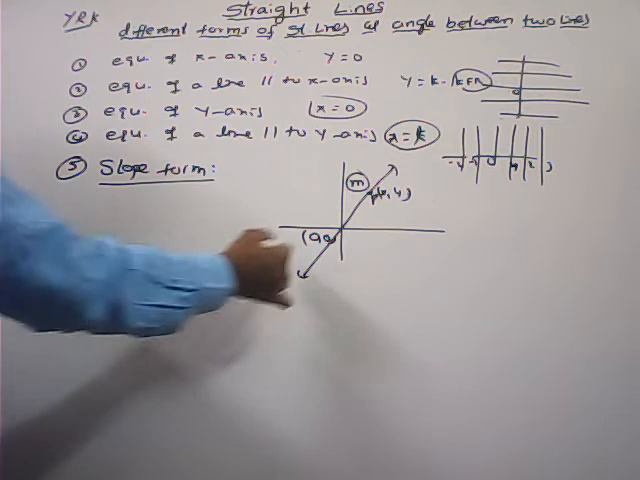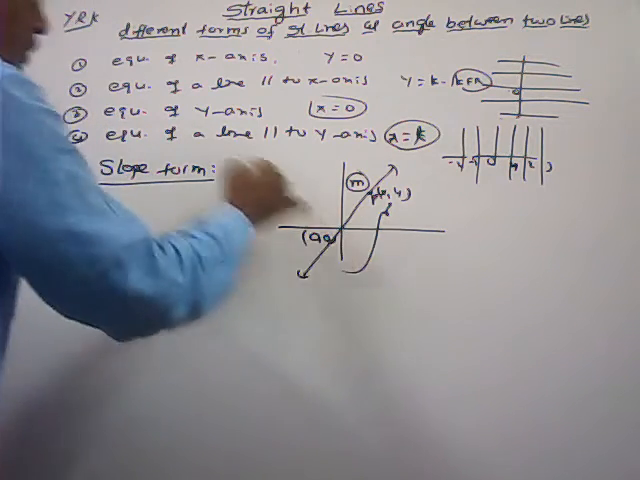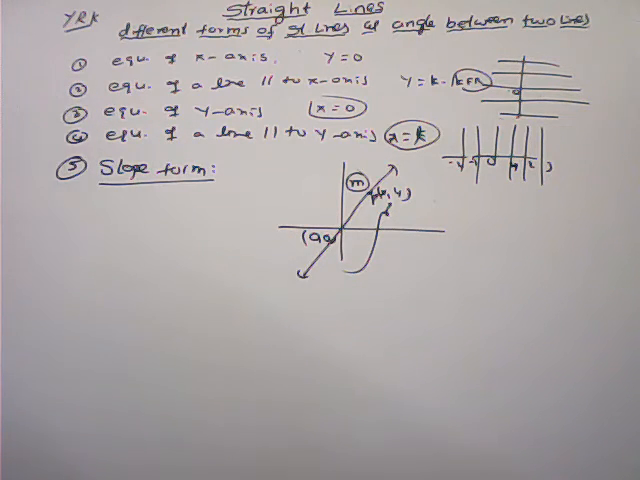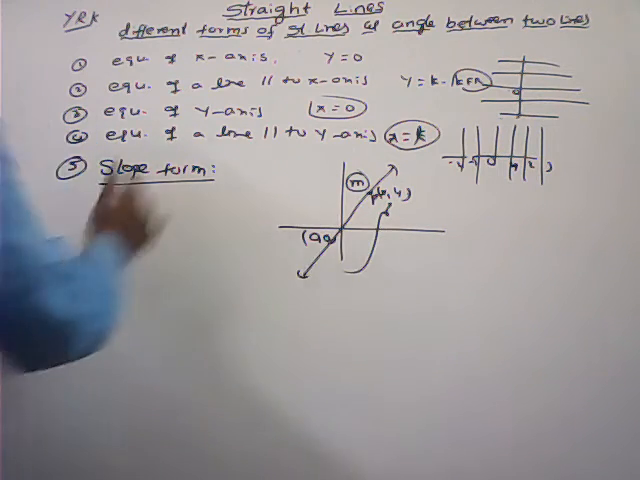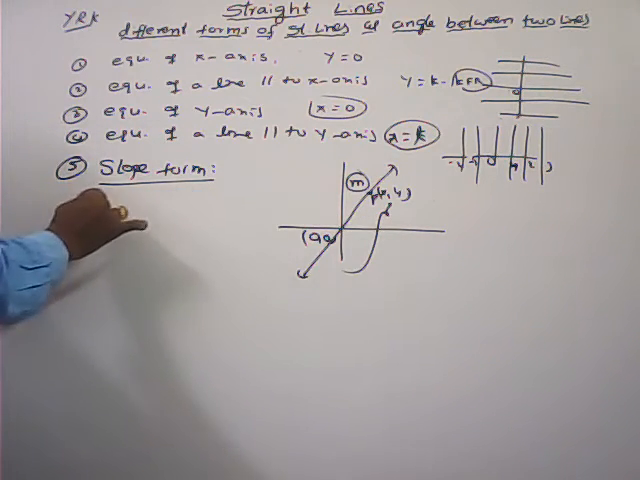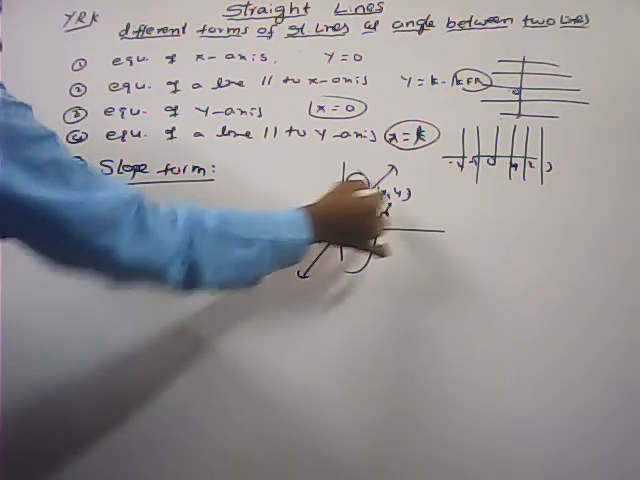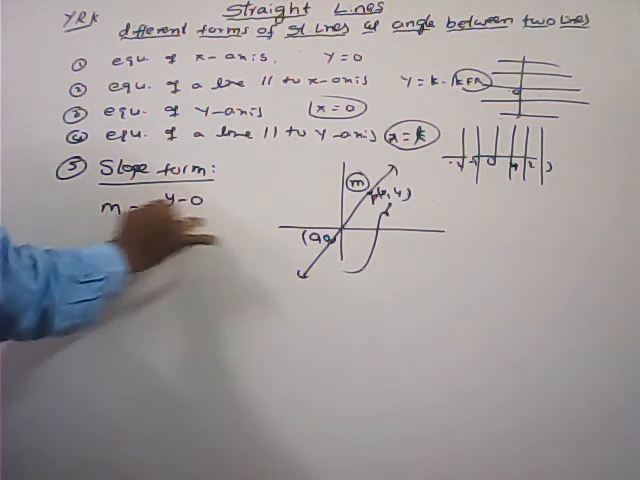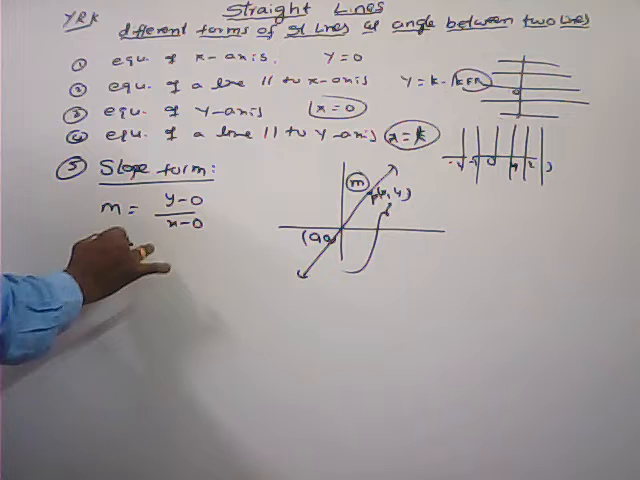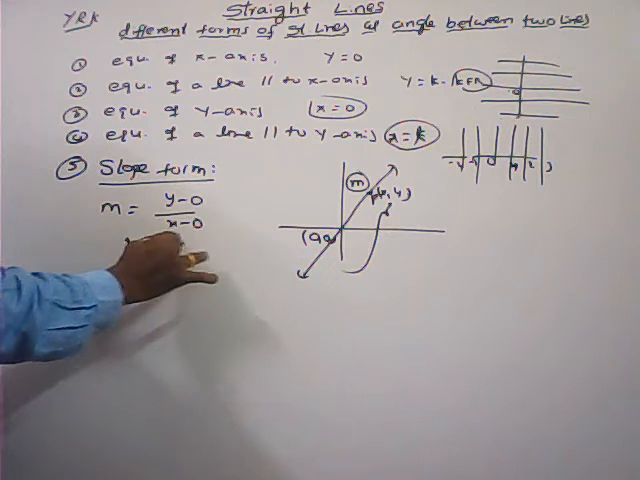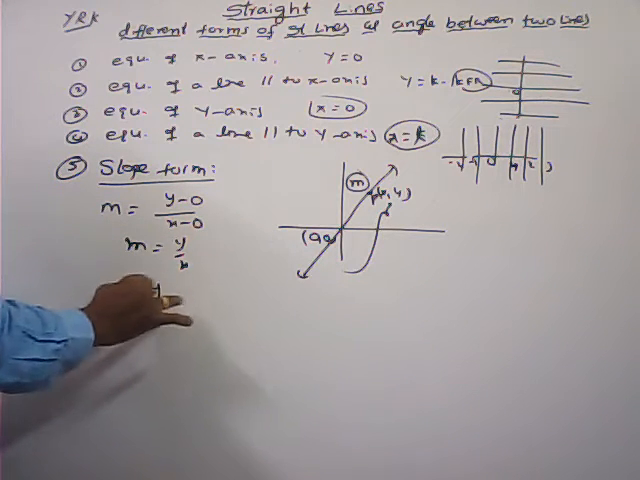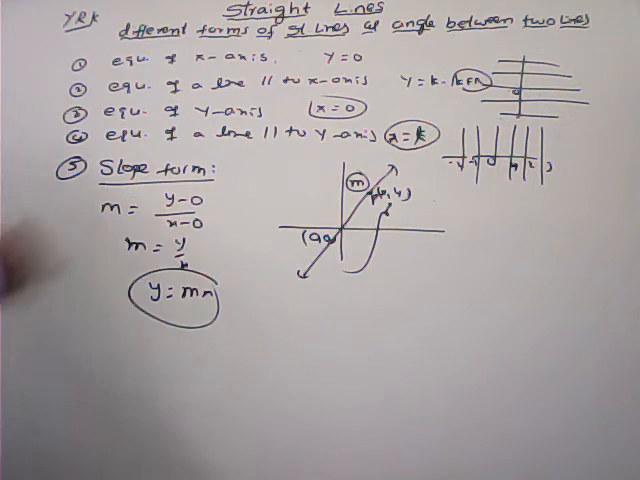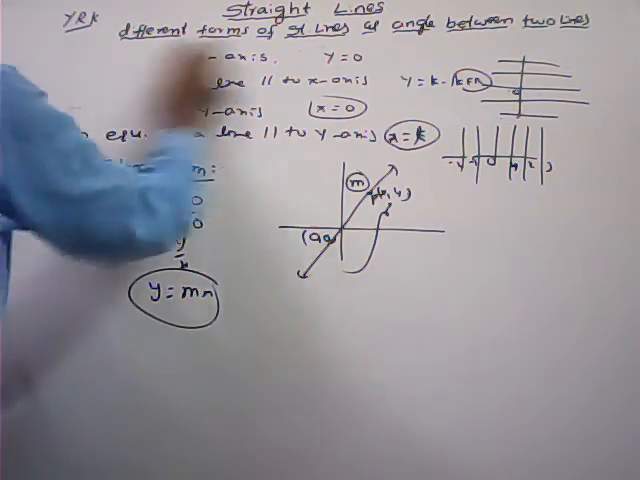Now this is the line passing through 0, 0. If 2 points are given on the line, we can find the slope of the line. What is the slope of the line that passes through these 2 points? Already m is given. m should be equal to the difference of y coordinates, (y minus 0) by (x minus 0). That is m is equal to y by x, or y is equal to mx. Y is equal to mx, that is the straight line that passes through the origin having the slope m.